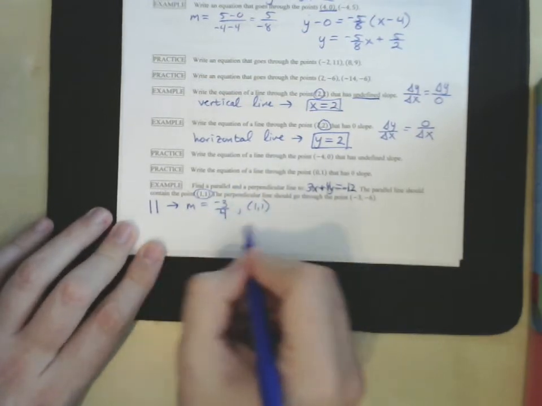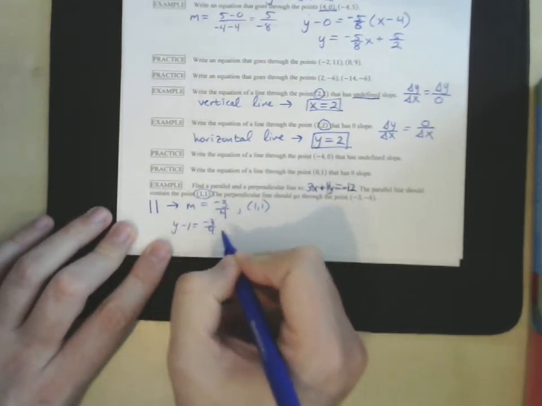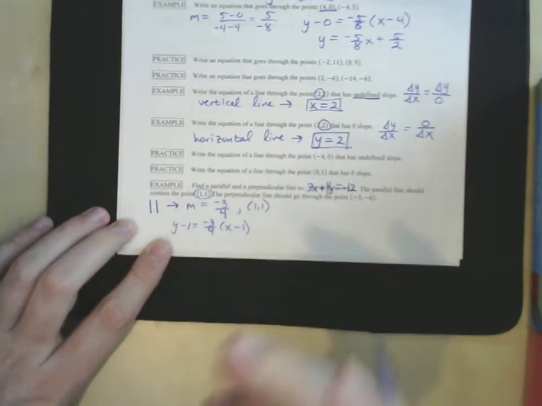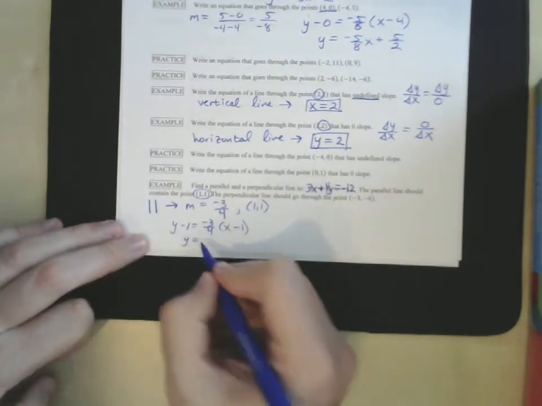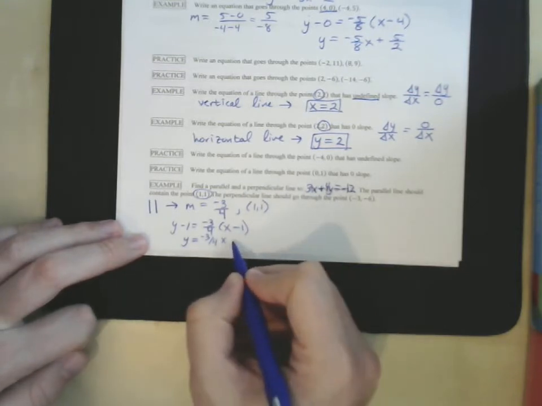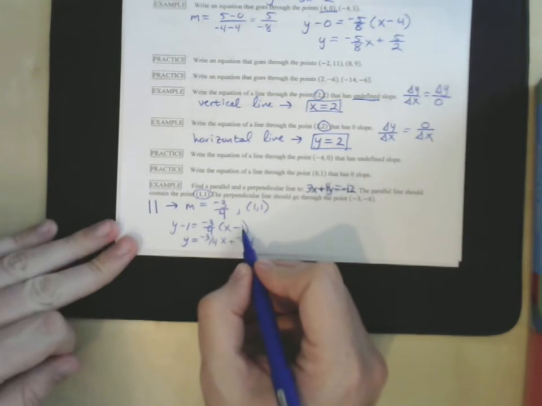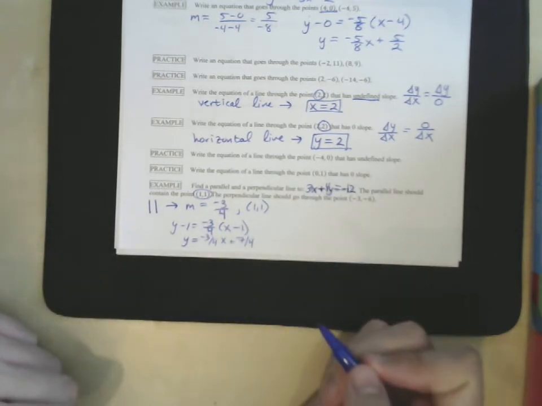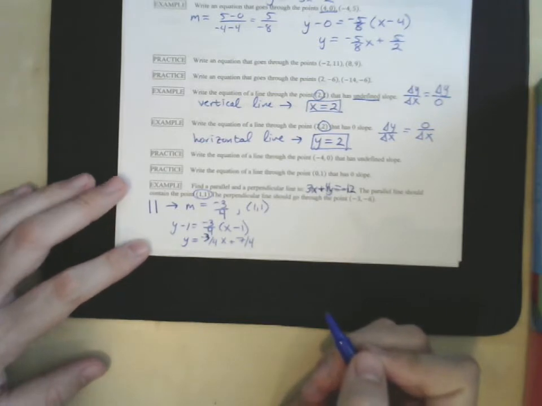Well, we can use point slope form, so we have y minus 1 equals negative 3 over 4 times x minus 1. So this is a full answer. You can simplify into slope-intercept form, and this would be y equals negative 3/4 x, and it would be plus 7/4, because it'd be negative 3/4 times negative 1, which is positive 3/4, and then plus 1. Both of these are acceptable answers.